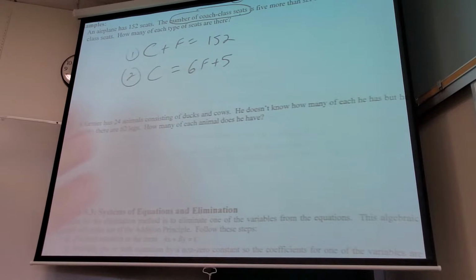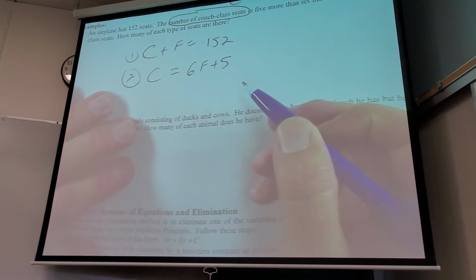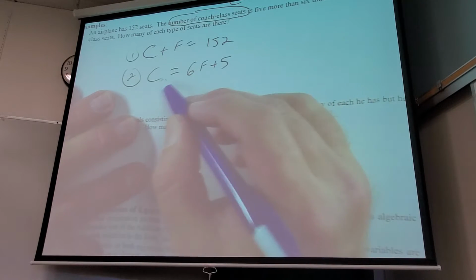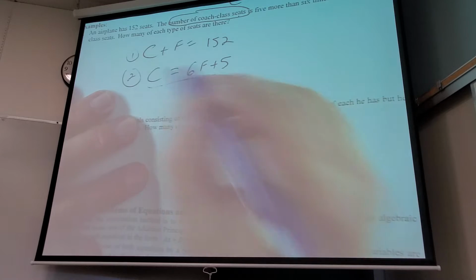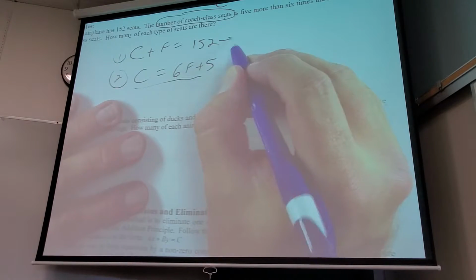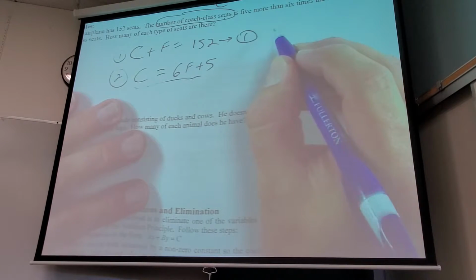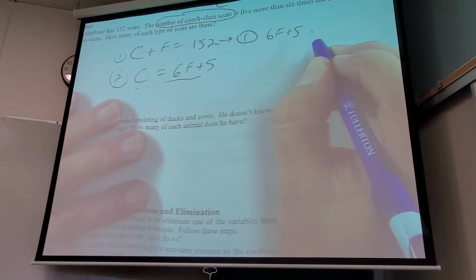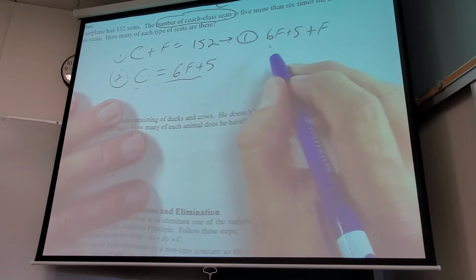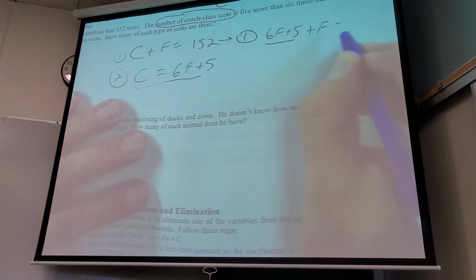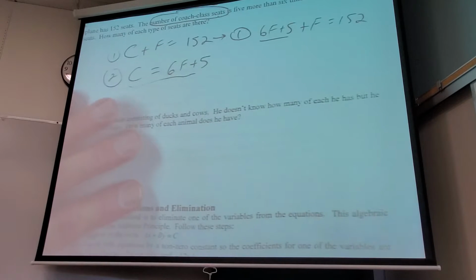So what is this set up to be solved using? Substitution. It's already solved for C. So I can rewrite the first one how? 6F plus 5 plus F equals 152. Good, because that's C plus F equals 152, and then you can solve.